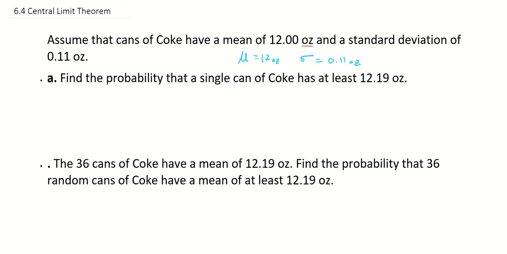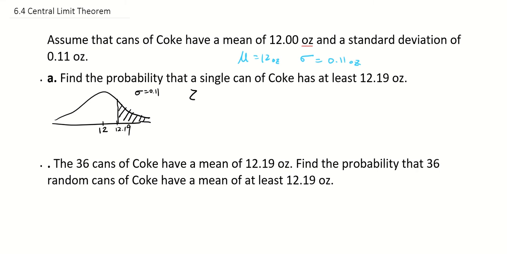If weights of cans of Coke are normally distributed, we can draw a bell curve like that. So here we know the mean is 12 ounces and the standard deviation is 0.11, and we want to know the probability of a single Coke that is at least 12.19, which must be here. So we're basically looking for this shaded area. If you want to find this area using a chart, first you have to find the z-score.